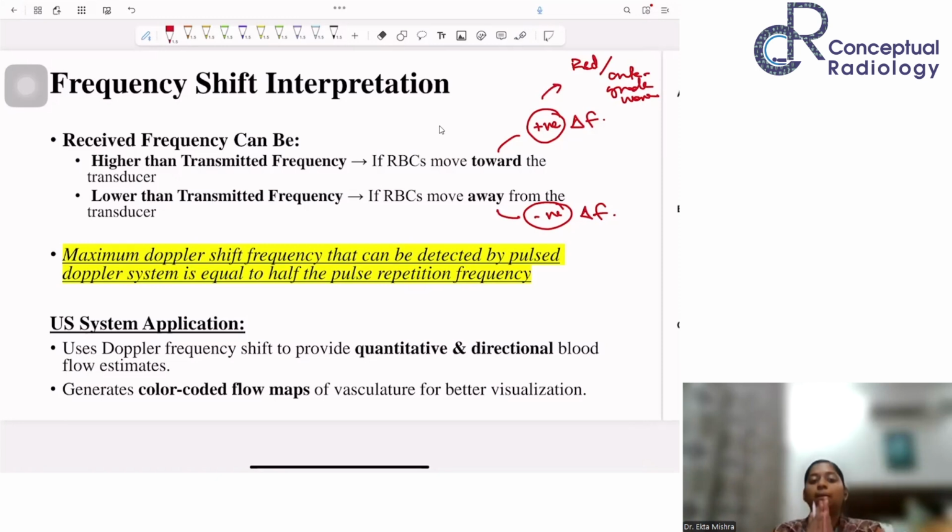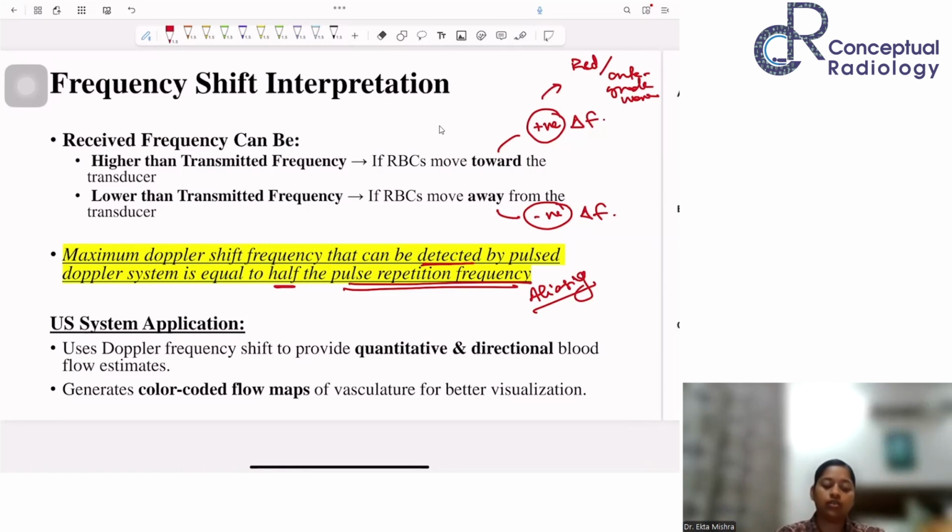Just remember, the maximum Doppler shift that can be detected by a machine or the pulse Doppler system is half the PRF. This is one basic principle that will help you understand the concept of aliasing. So just remember, the maximum Doppler shift that any machine can detect is half of the pulse repetition frequency. So whenever your PRF is less than the Doppler shift that is happening at the source, aliasing will happen.